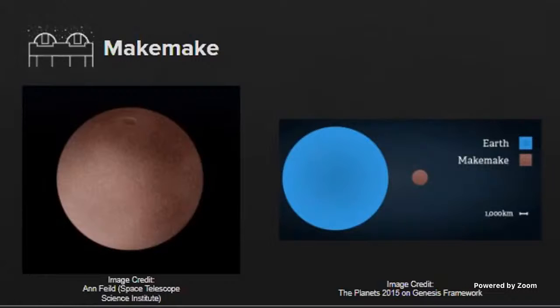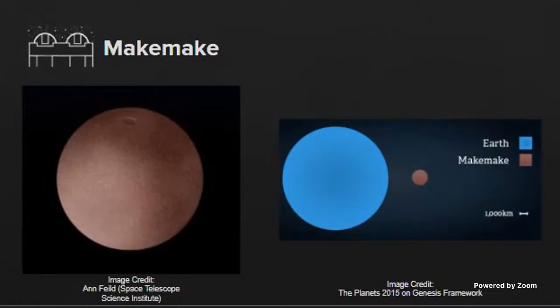1 year on Makemake is 305 Earth years, and 1 rotation or day is 22.5 hours, which is similar to that of Earth and also Mars. We know very little about the structure of Makemake since there has not been a spacecraft mission that visited it. Its color appears to be reddish-brown, similar to Pluto. Methane and ethane have been detected on the surface. The surface is extremely cold, being negative 243.2 degrees Celsius, and so the presence of life is unlikely.